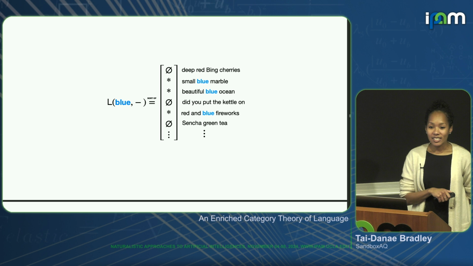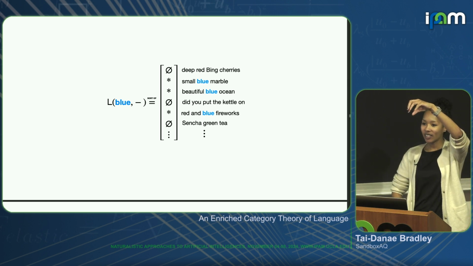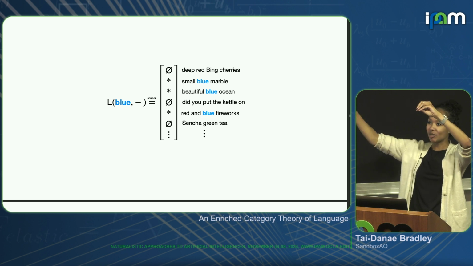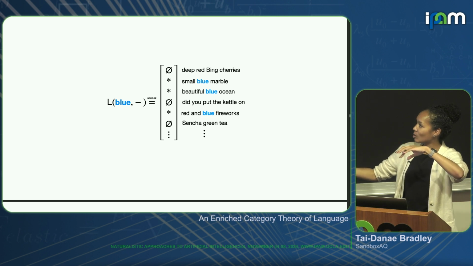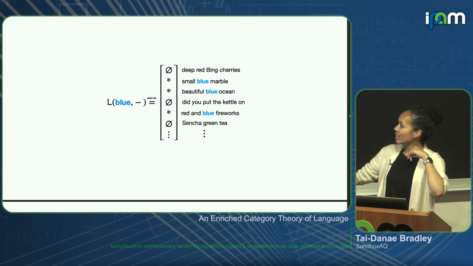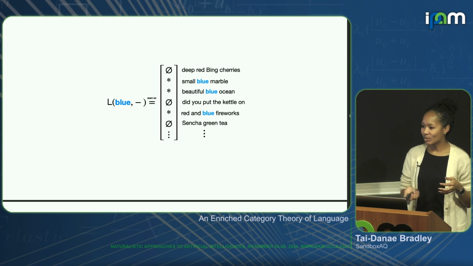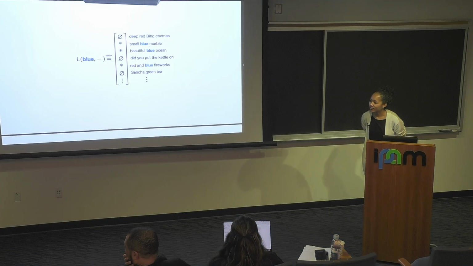Now, that's nice. An alternative way to think about the image of this functor is as a column vector indexed by all of your strings, where there's an empty set in that entry if the string does not contain, in this case, blue. And there's just the one-point set, the set containing an arrow, which I draw as an asterisk, if it does contain blue. So it's almost like a one-hot encoding. If you think of these as zeros and ones, it's just telling you yes, no, yes, no, yes, no.